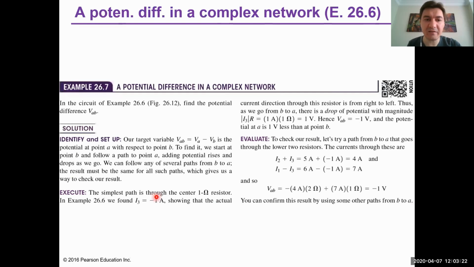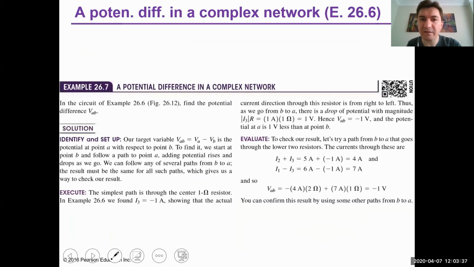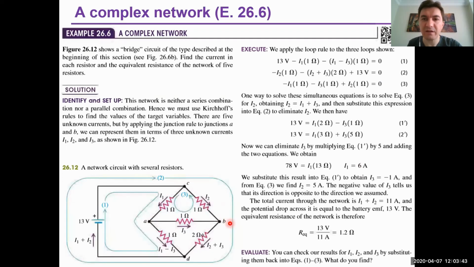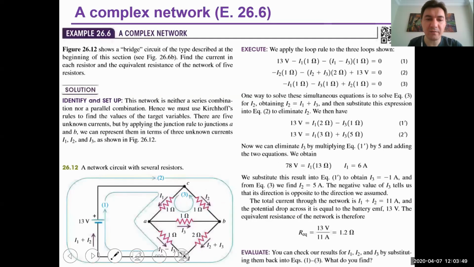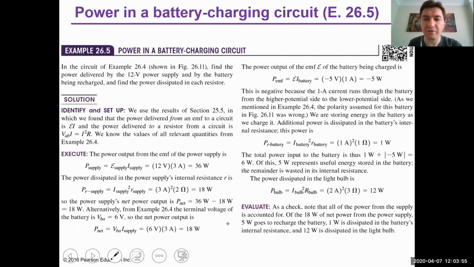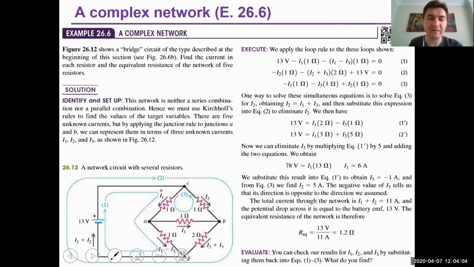The simplest path is through the center 1 ohm resistor here. We know the current here, I3. I3 is already calculated. We know the resistance, then we can get the voltage difference between A and B by using that information. If you would like to try other paths from this point to this, you can also use other currents and get the same result. I will not do that. So this is the potential difference in a complex network.